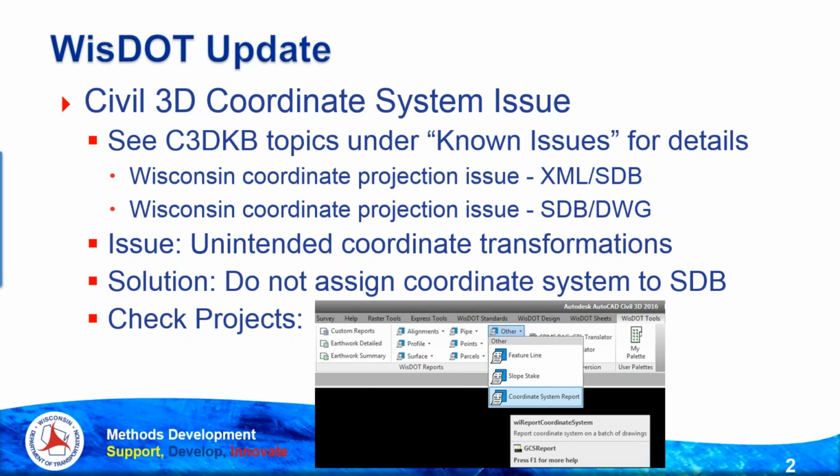One common question we get is, should we just go and unassign or take the coordinate system assignment off of the survey database? Certainly that would be a good route to go, but before you do that, it's very important you check your projects first. If you just go and take that coordinate system assignment off the survey database without checking your project, well then when you go check your project, you don't know what coordinate system you're checking against. So check your project first, and then you can go ahead and remove that coordinate system assignment.